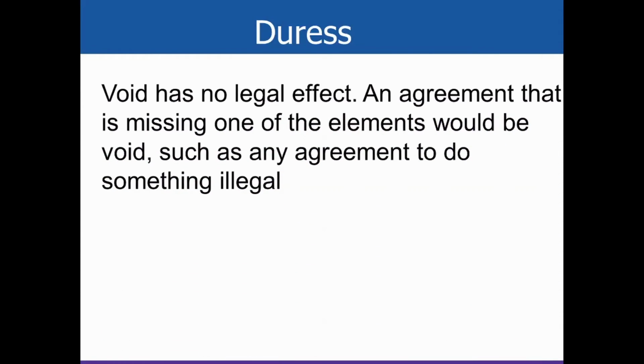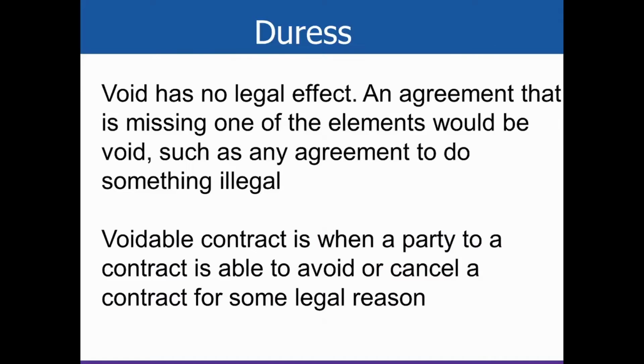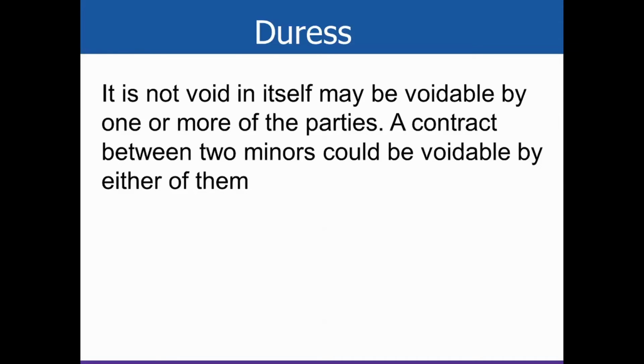Okay? Void has no legal effect. An agreement that is missing one of the elements would be void, such as an agreement to do something illegal. So it means the contract doesn't exist in a sense, right? A voidable contract is when a party to a contract is able to void or cancel a contract for some legal reason. The void, it was never a legal contract. It was illegal. A voidable contract is not void in itself, but may be voidable by one or more of the parties. A contract between minors could be voidable by either one of them.